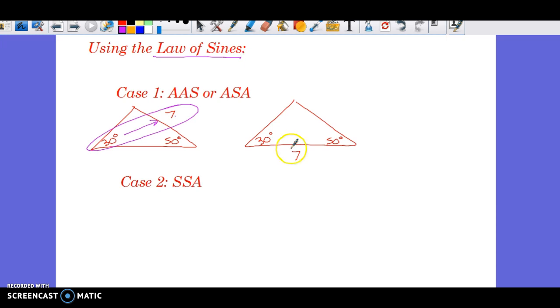In this one, I don't have anything across from each other as of now, but if I know two angles in a triangle, can I find the third? Yes. Now I have angles across from each other. So that's when the law of sines works.